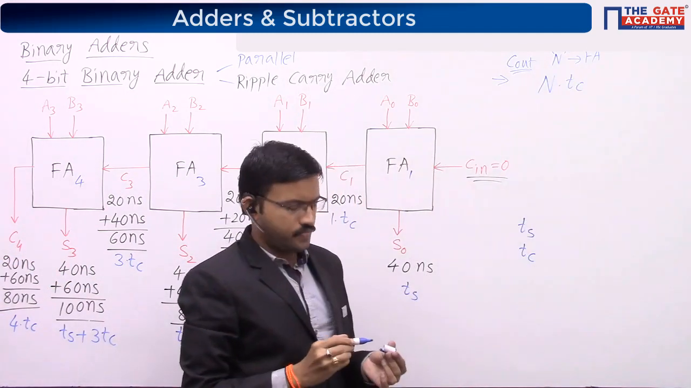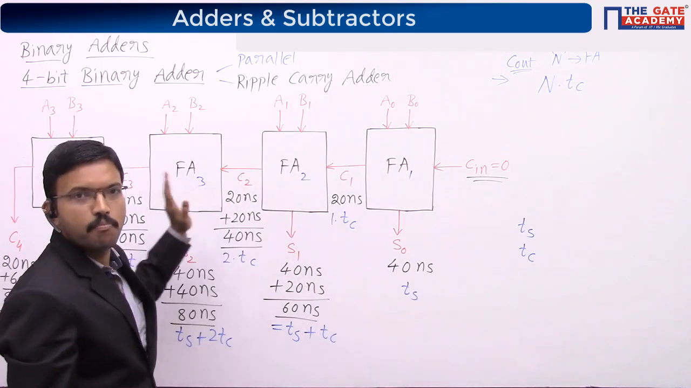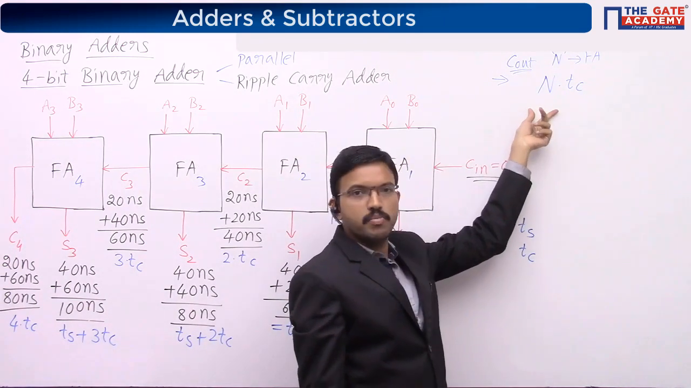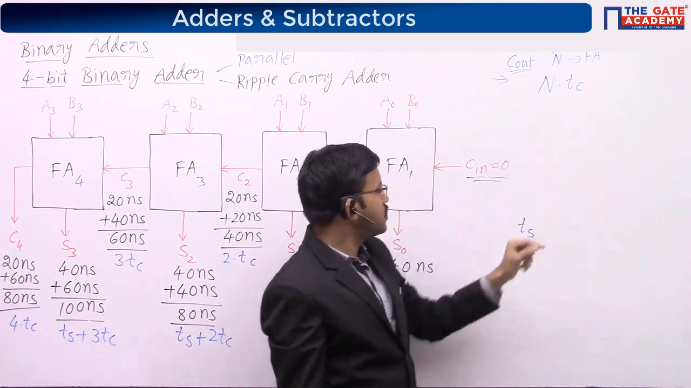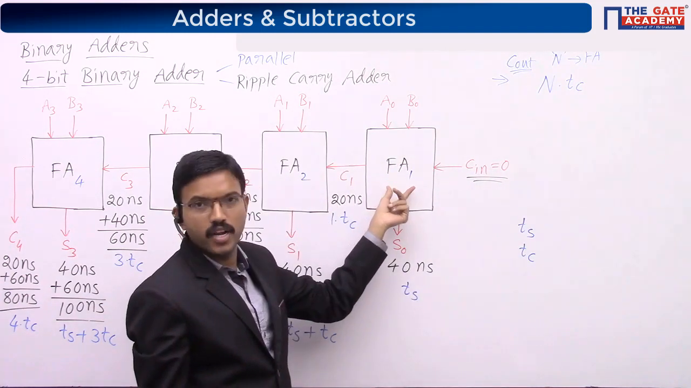N into TC. See here, for the 4-bit case, we have considered 4 full adders. That means at the last stage the N value is 4. If it is the 8-bit case, the N value will be 8, like that. Here TC is the time required for producing carry out or C out of a full adder.